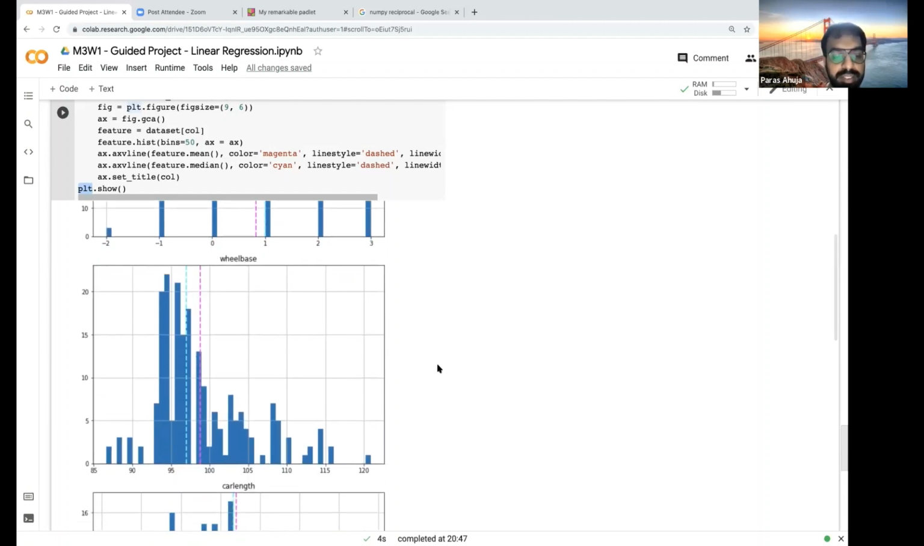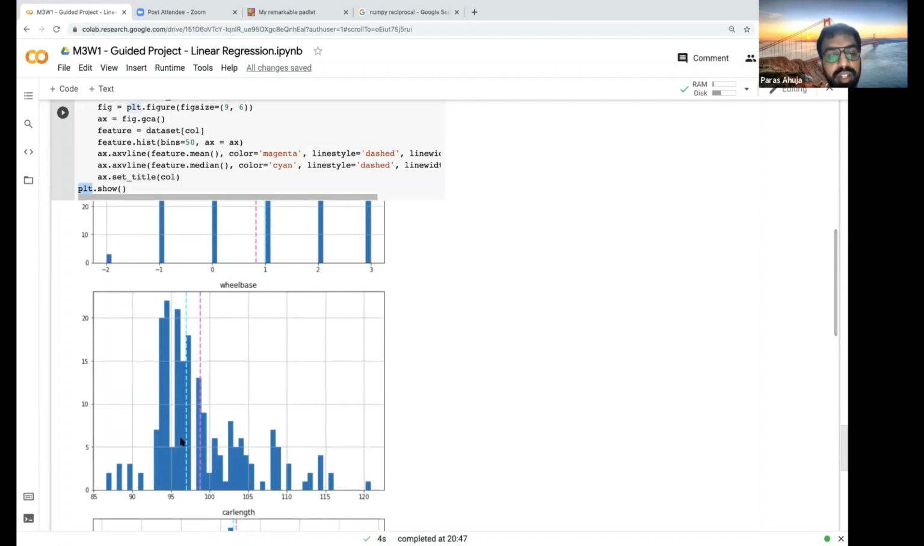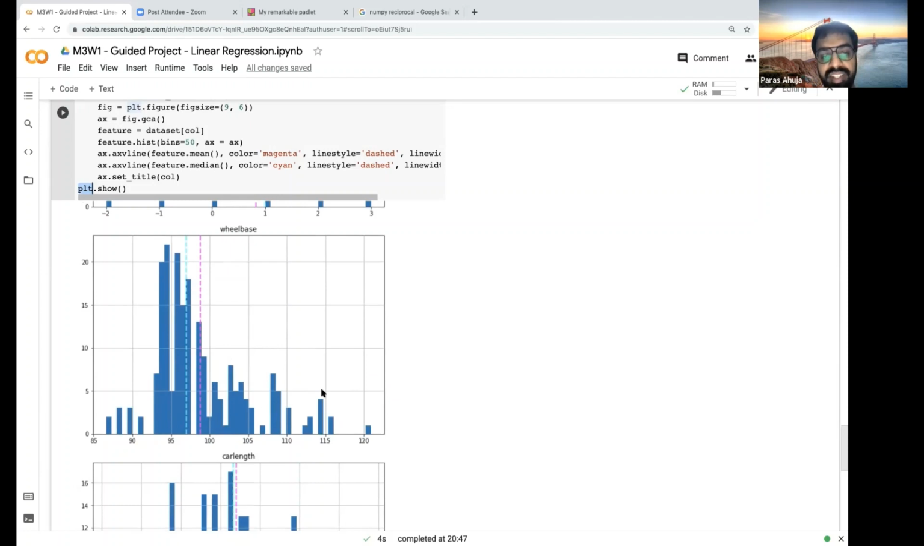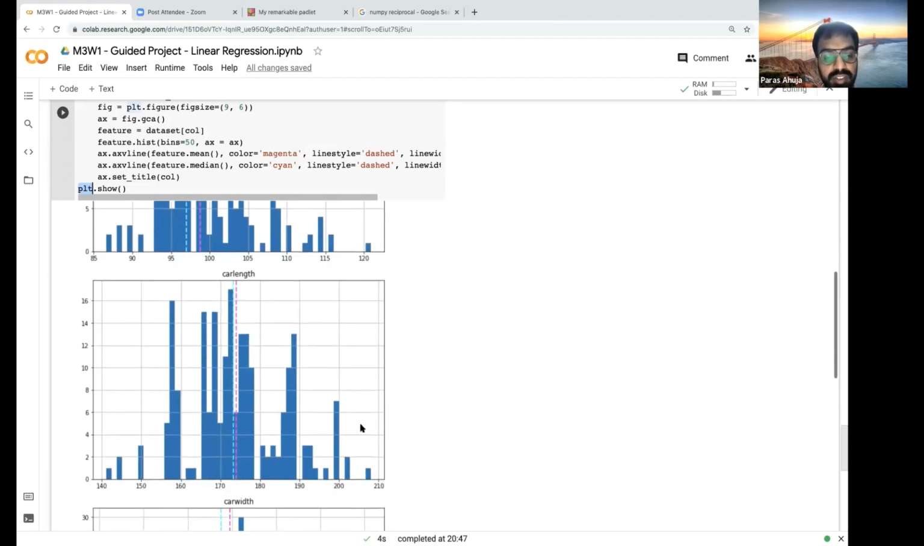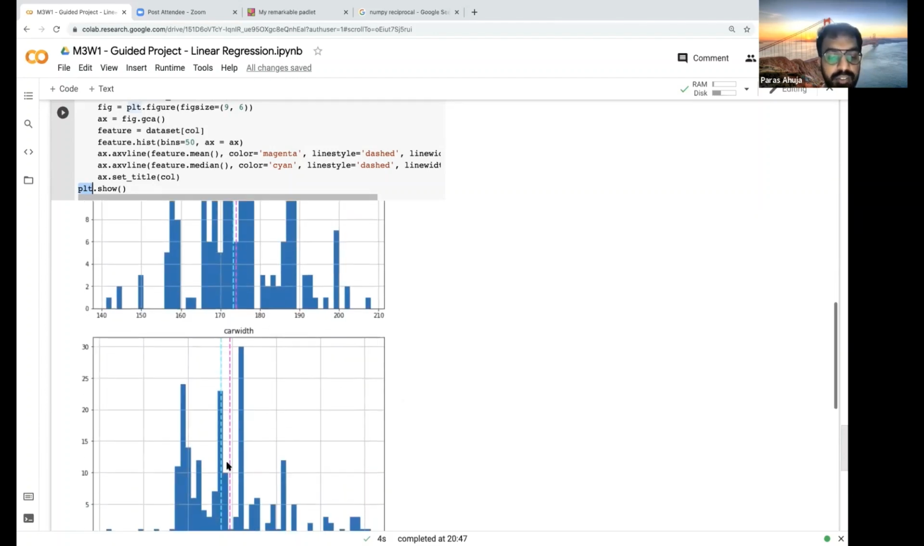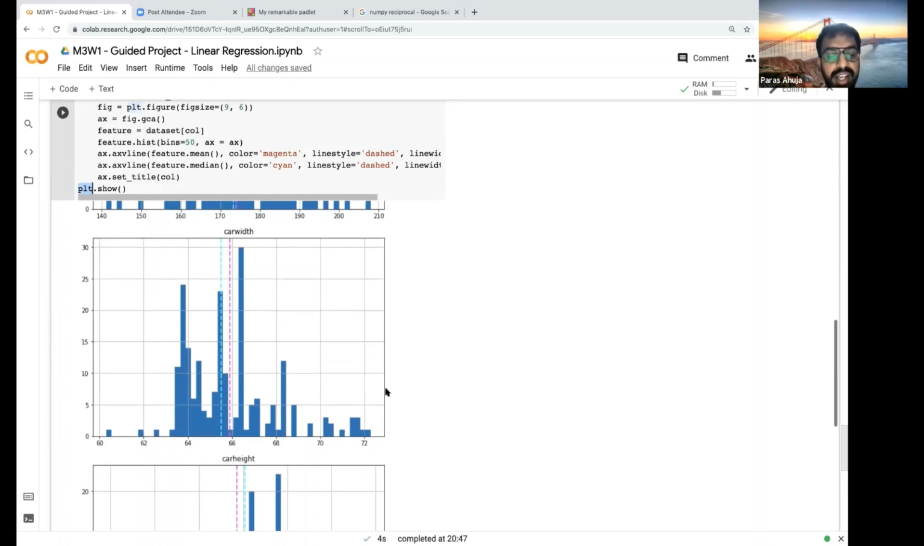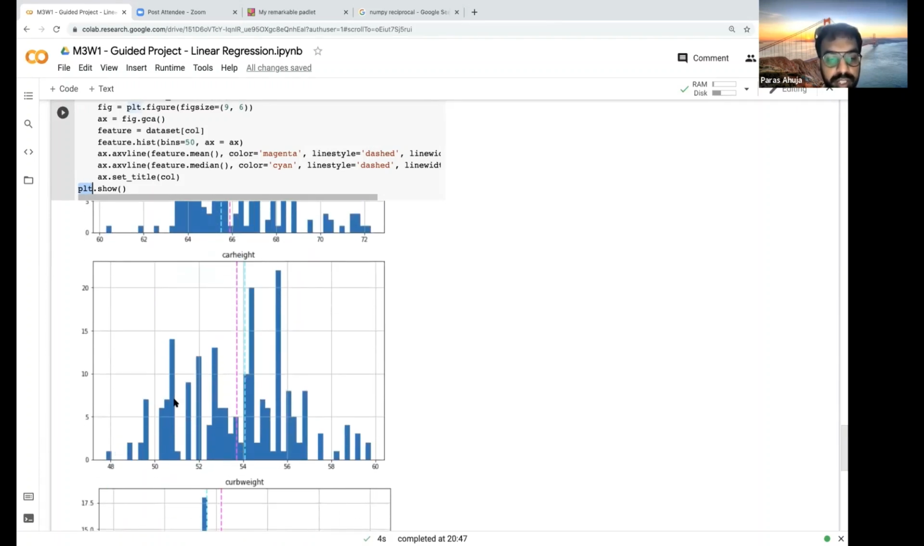Next is wheelbase. So wheelbase is somewhere, right? Some skewness you can find in wheelbase, right? Next is car length. So again, it looks like numerical, normally distributed, right? And again, car width similarly. Then car height we have plotted, right?